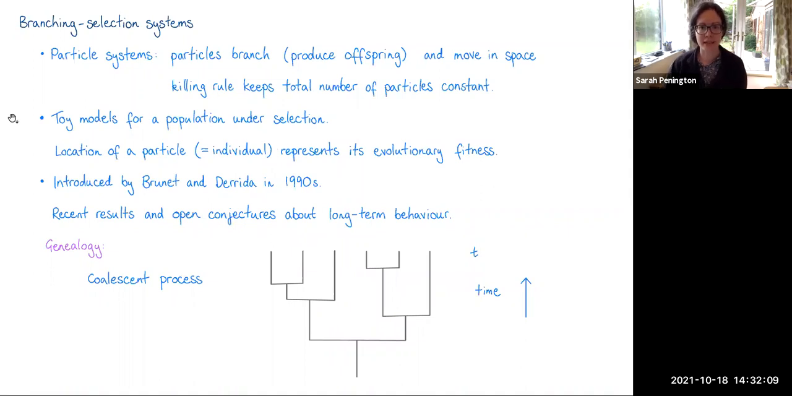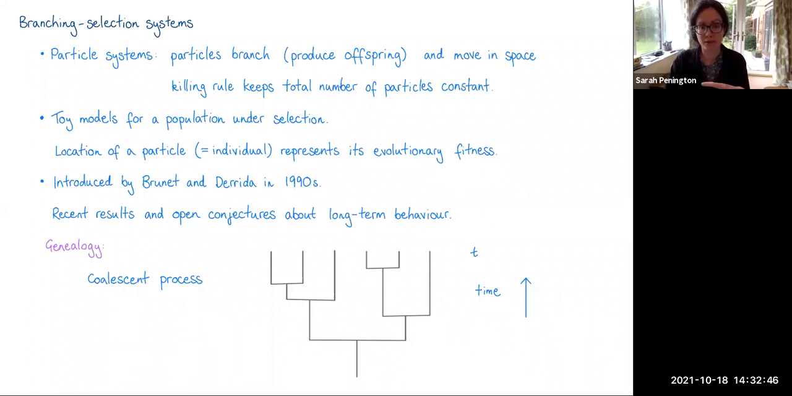Branching selection systems are particle systems consisting of particles that can branch into multiple particles. We think of that as them producing offspring. They also move around in space in some way. And there's also some kind of killing rule that means that the total number of particles in the system is kept constant. This first bit is the branching part of a branching selection system, and this killing rule is the selection part. We think of the particle systems as toy models for a population undergoing natural selection.